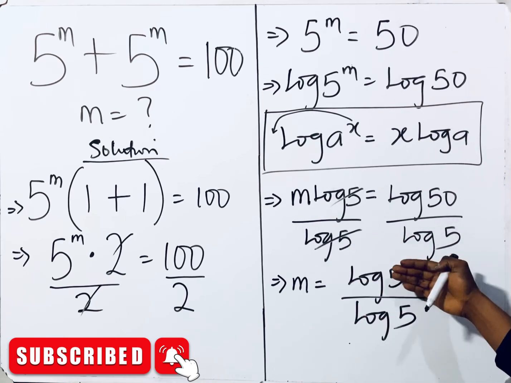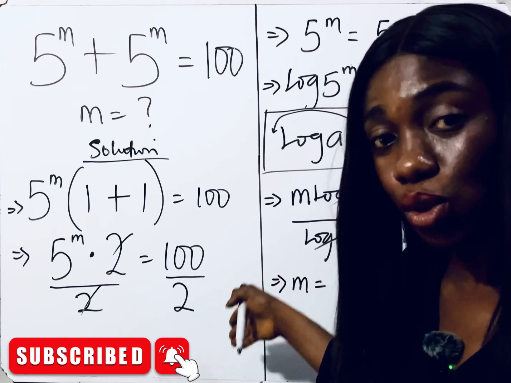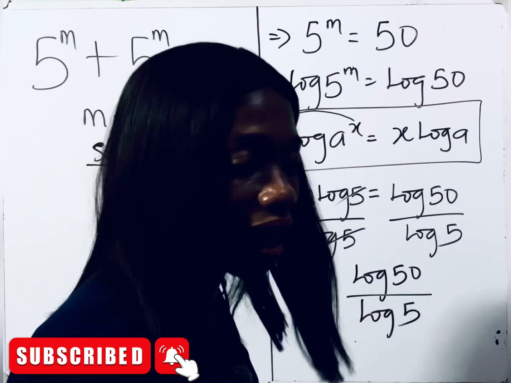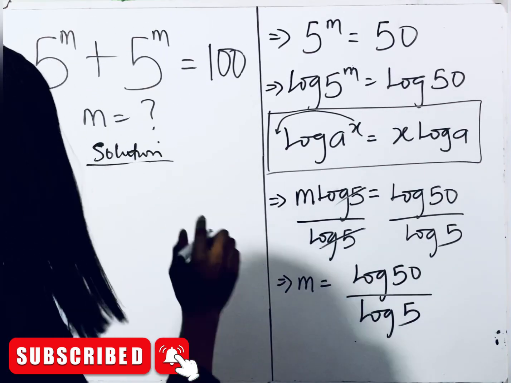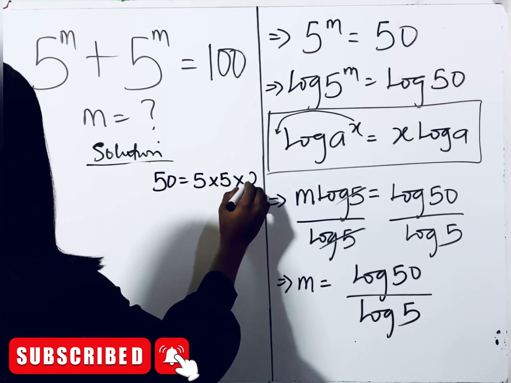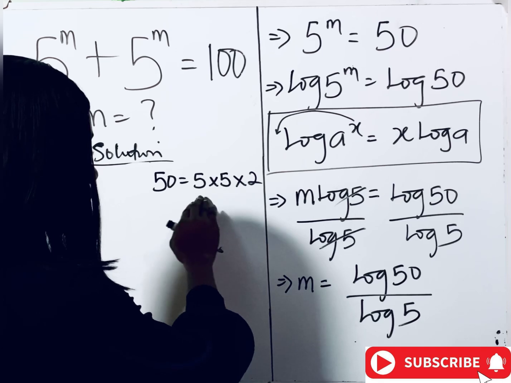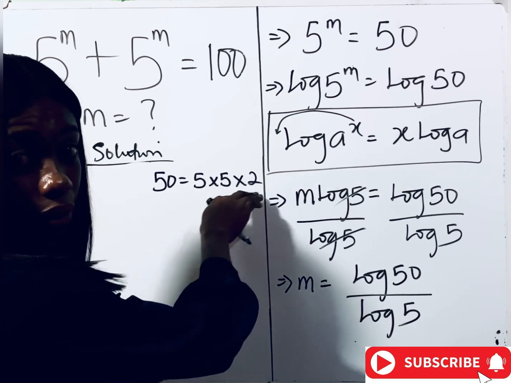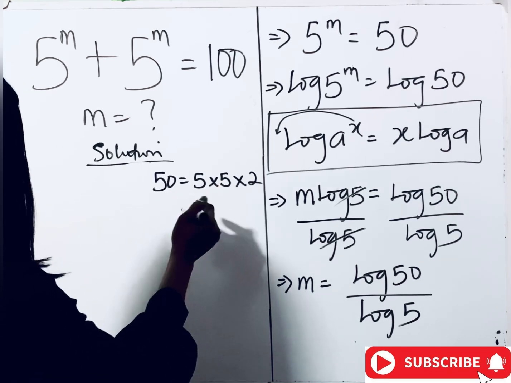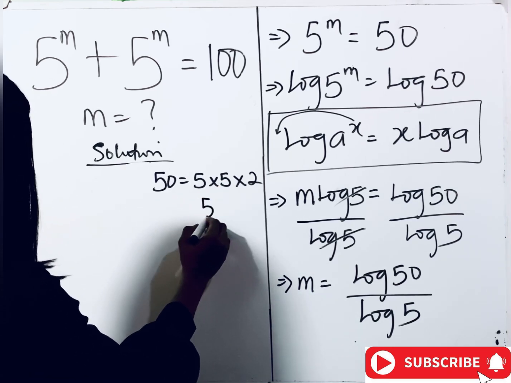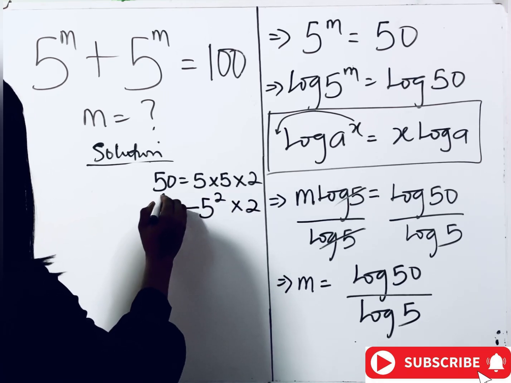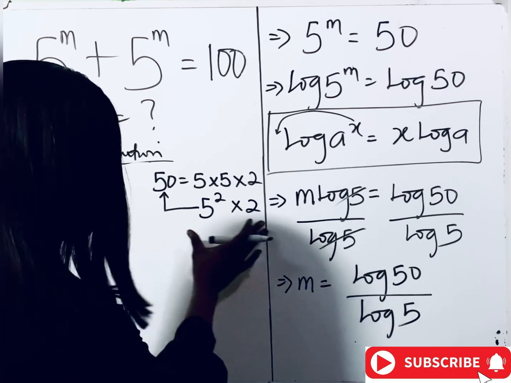But don't be too quick to make your conclusion that this is the value of m. Observe that this value of m is not yet simplified. So to simplify it to the lowest form, let me show you what you will do. Remember, 50 is the same thing as 5 multiplied by 5 multiplied by 2. These are the prime factors of 50, so we call it the prime factorization of 50. Now what do you do? This is the same also as 5 to the power of 2 multiplied by 2, which still gives you back 50. So let's apply this here.